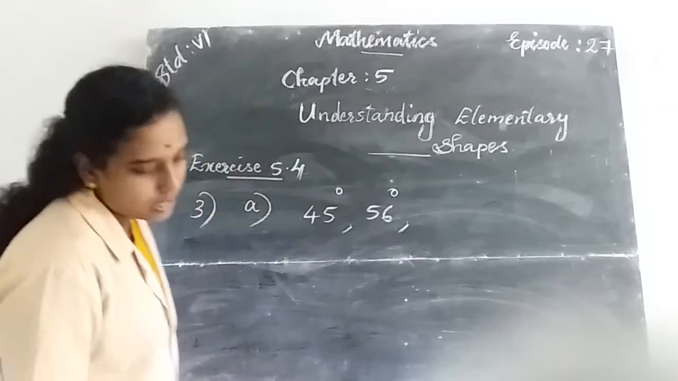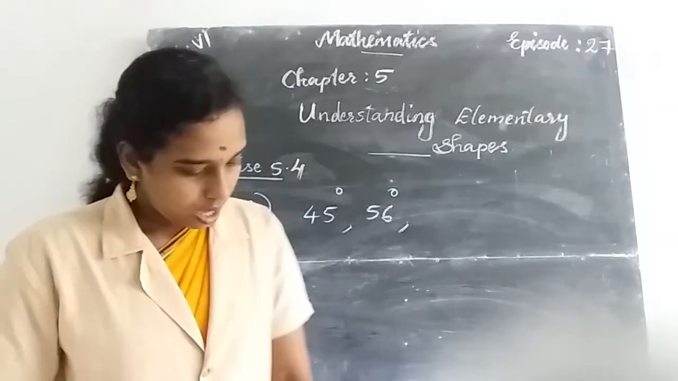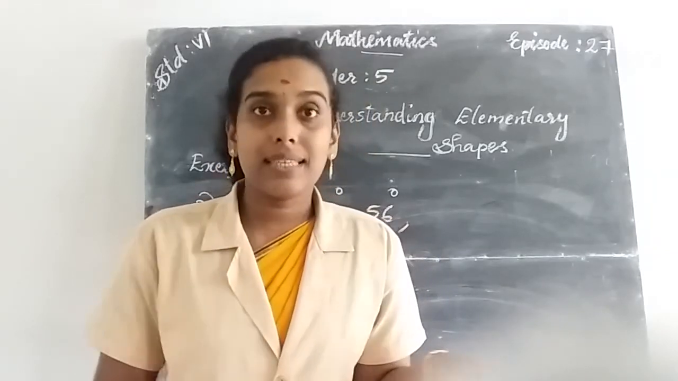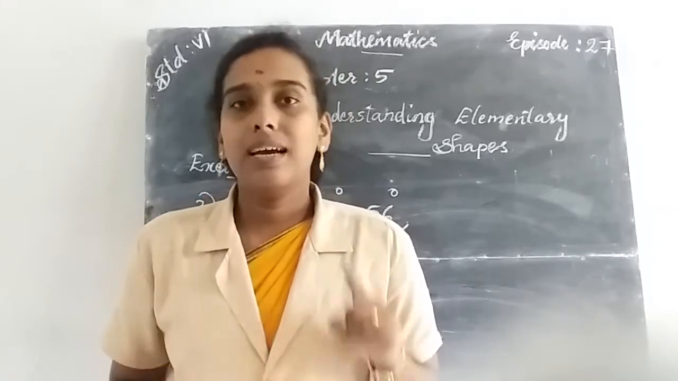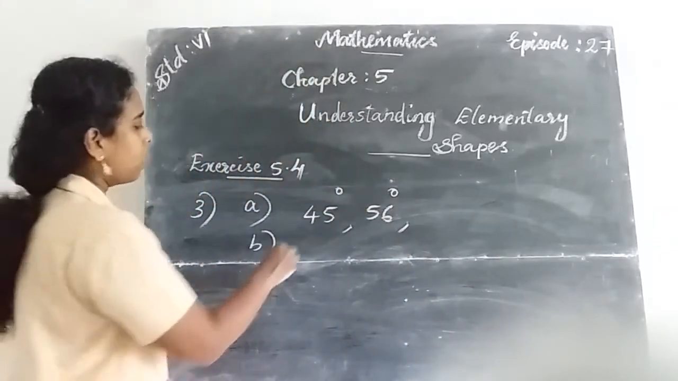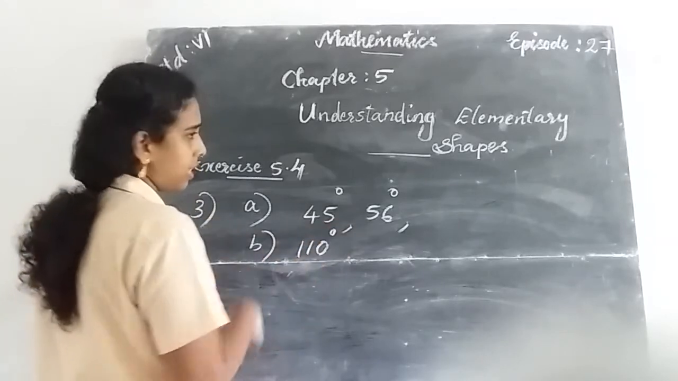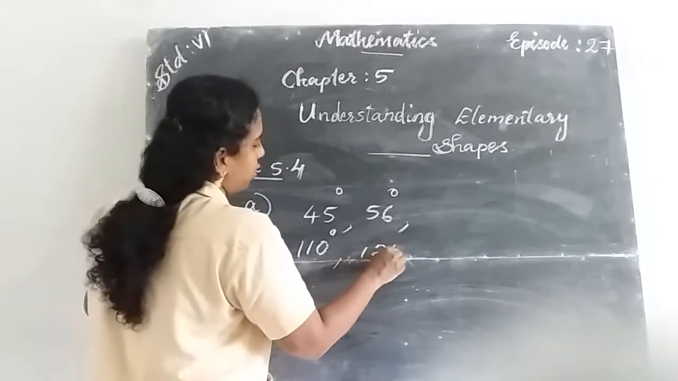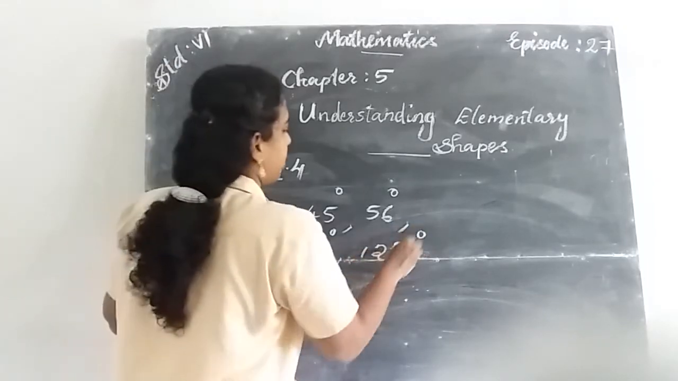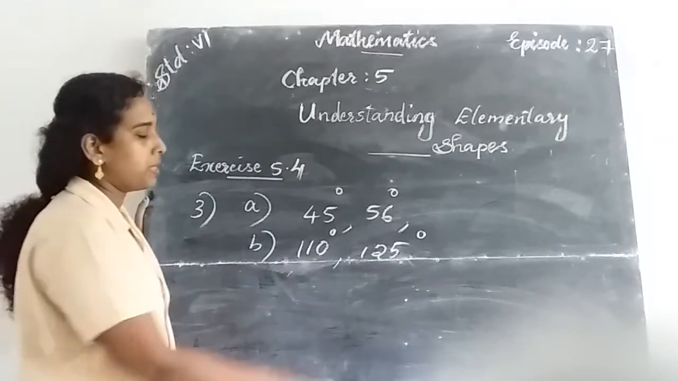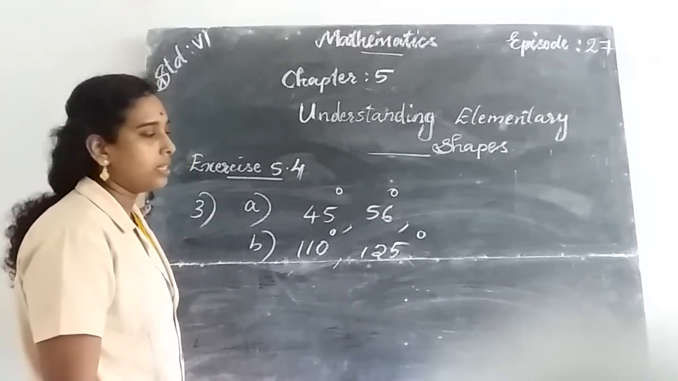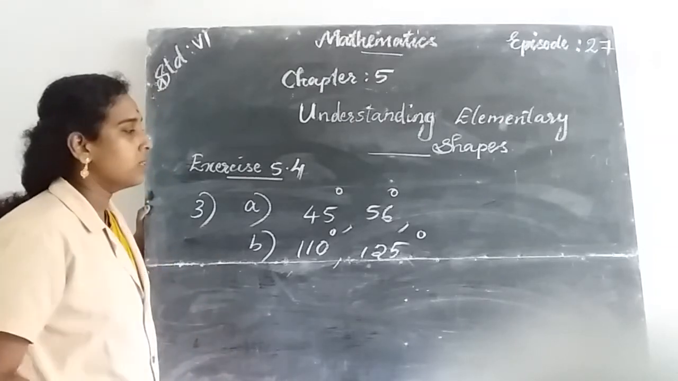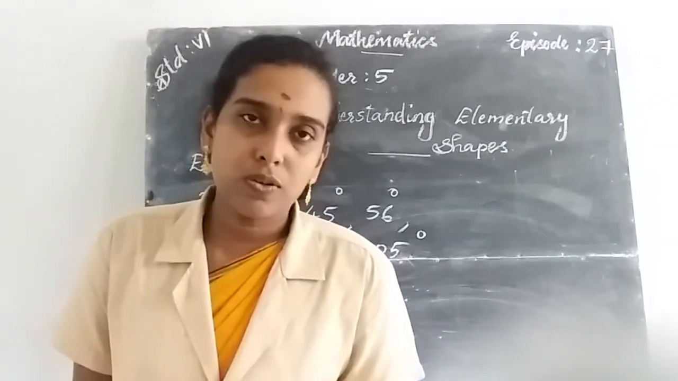Then the second one, the B part. Write down the measures of some obtuse angles. An obtuse angle means the angle is greater than 90 degrees but less than 180 degrees. Such angles are 110 degrees, which is greater than 90 degrees and less than 180 degrees. And here is another example, 125 degrees. Here 125 degrees lies between 90 and 180, which means 125 degrees is greater than 90 degrees and also less than 180 degrees. Like this, you should write some acute and obtuse angle measures.